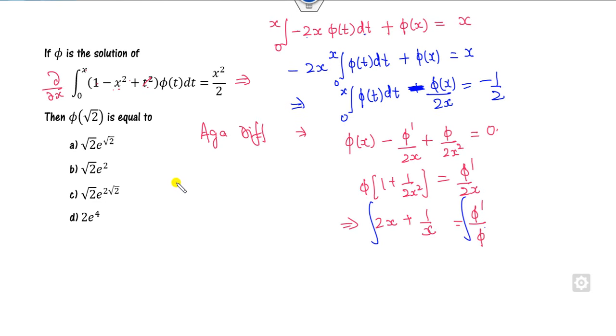Left hand side is x square plus log of x, right hand side is log of phi. So what is phi? E raised to power x square into x. This is the right answer of phi.